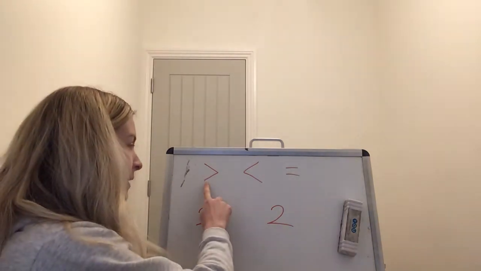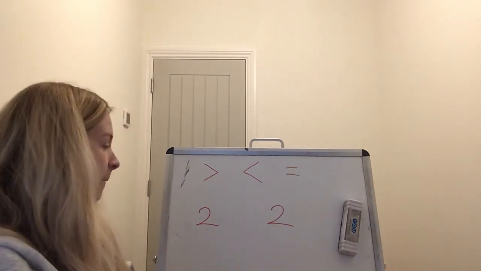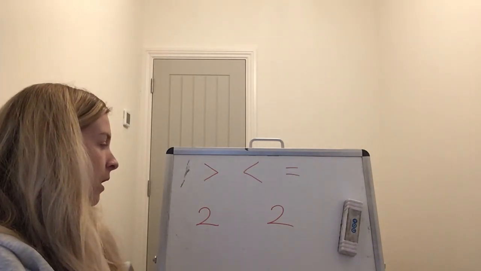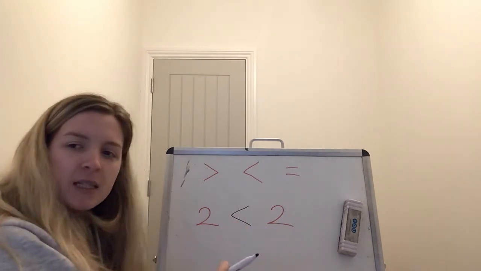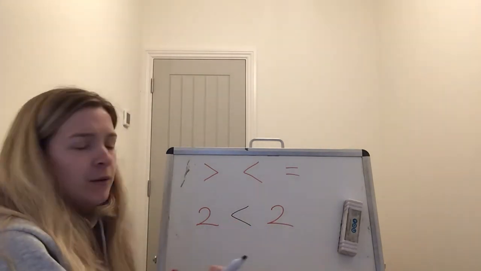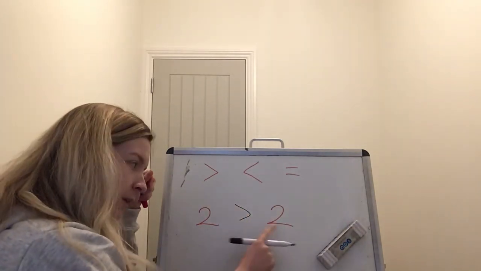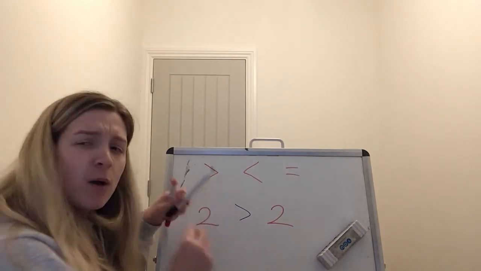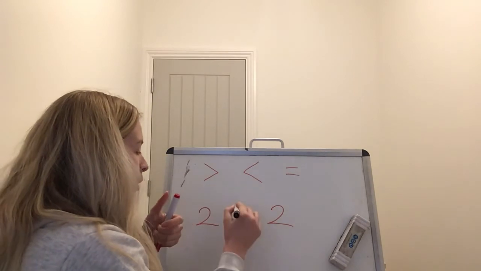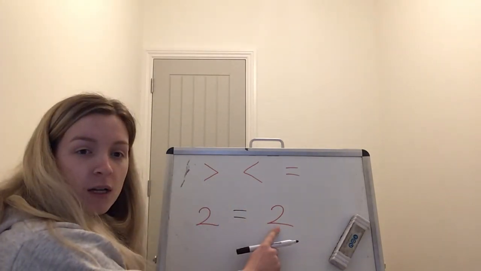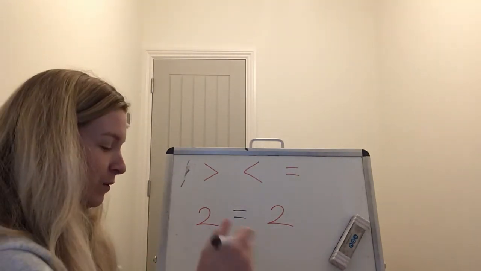Remember, we have more than, less than, or equal. Which sign is going to go in the middle here? What about 2 is less than 2? Is that right? No. 2 is more than 2? Is that right? No. Miss Palmer, they're the same number, of course. I know that's what you're thinking. 2 is equal to 2? Is that right? Absolutely. Well done you if that's what you're thinking.